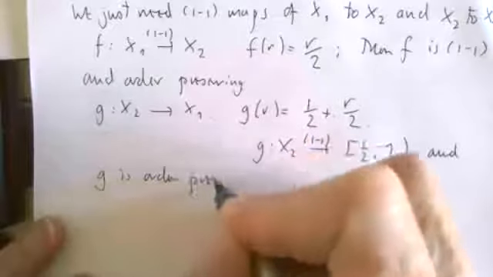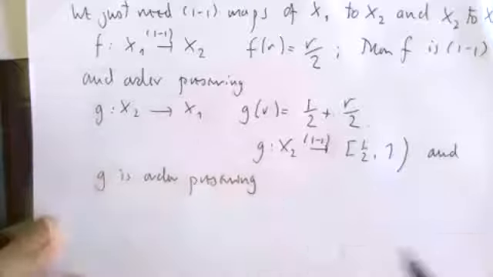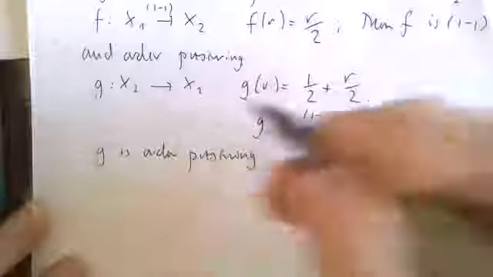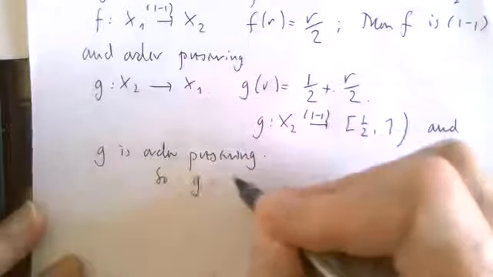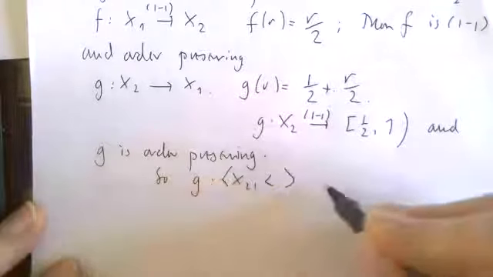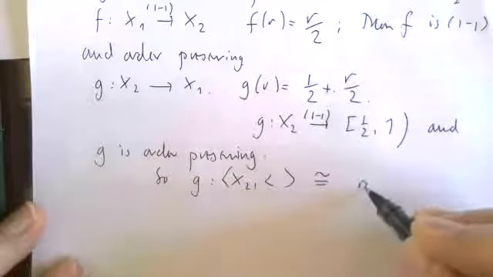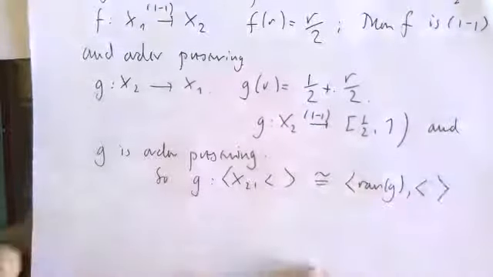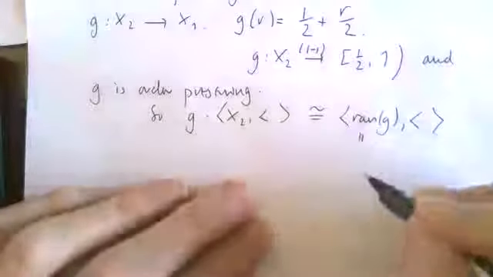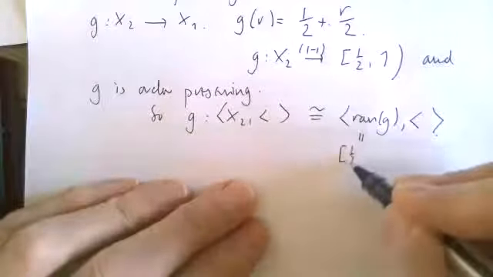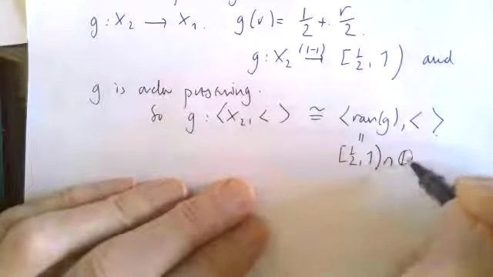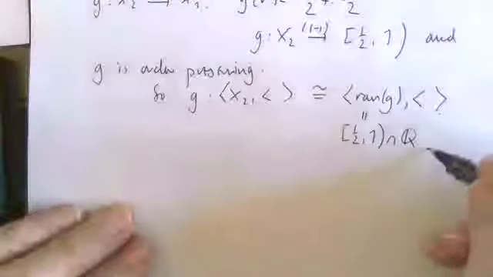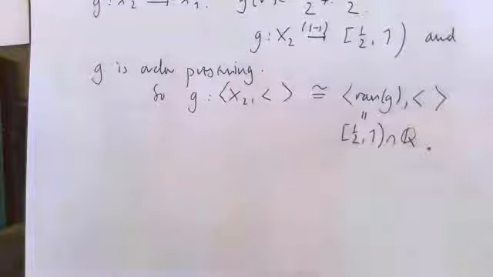So we're done. Again, g is taking X2 with less than isomorphically to just the range of g with less than, and this was (a half, 1) intersect Q. Okay, any questions then about that?